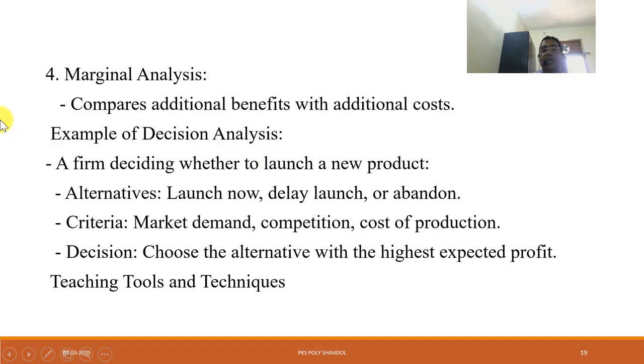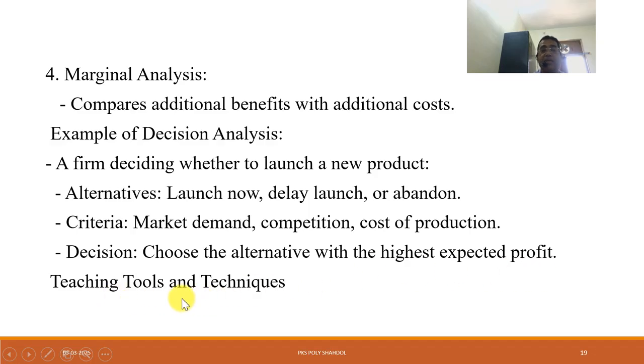What is marginal analysis? Marginal analysis means after getting benefit we expand our business marginally. Compare additional benefit with additional cost. Example of decision analysis: a firm decides whether to launch a new product, with alternatives launch now, delay, launch or abandon, meaning either we start, continue, go ahead or go back. Criteria: market demand, competition, cost, production. Based on these criteria we have to decide. Decision: choose the alternative with the highest expected profit.